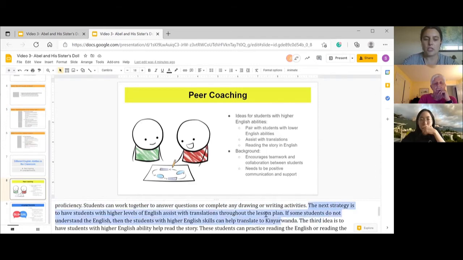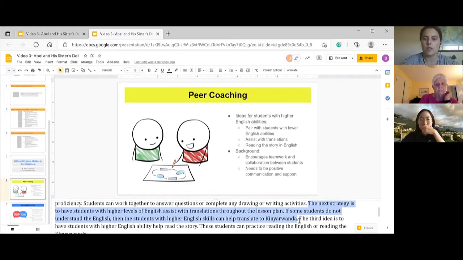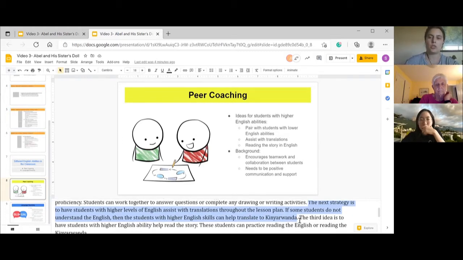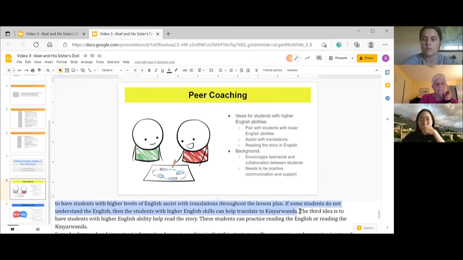And the next strategy is to have students with higher levels of English assist with translations throughout the lesson plan. So if some students do not understand the English, then the students with a higher English can help translate to Kinyarwanda. So this is a bigger challenge, having students to switch back and forth. So this will give them a way to help coach and support their peers by doing the translations.